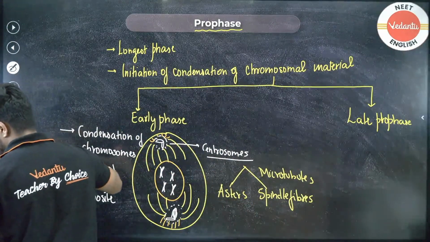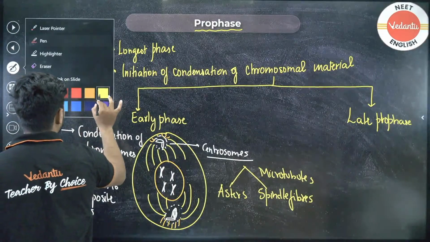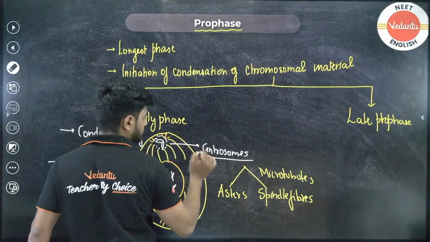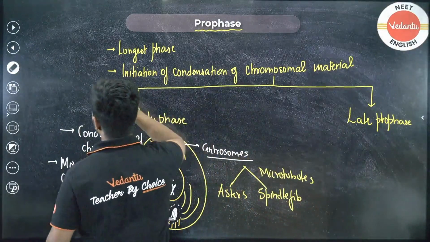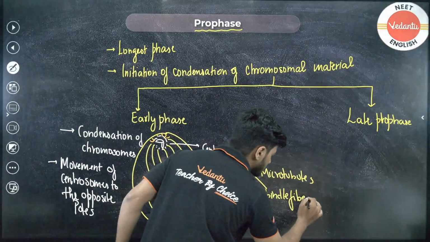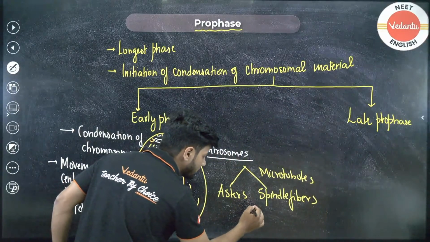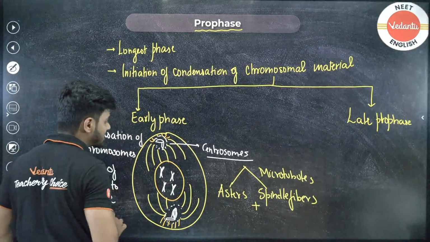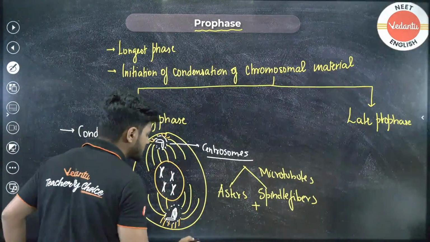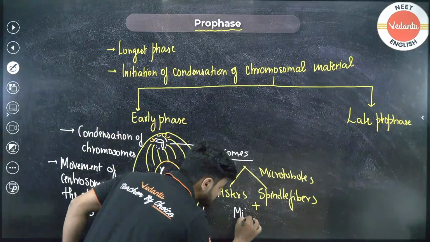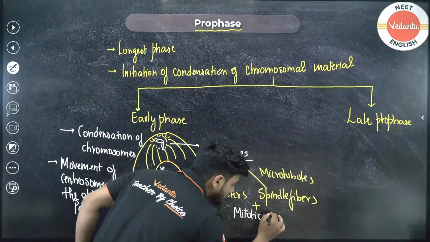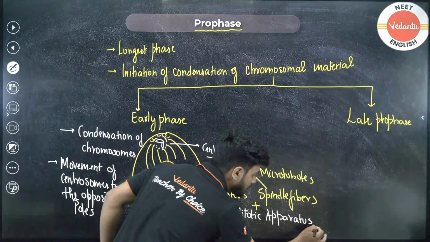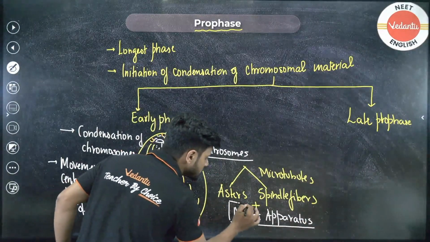Now, together, spindle fiber plus aster are called the mitotic apparatus. Mitotic apparatus. They'll ask you this question: what is mitotic apparatus?